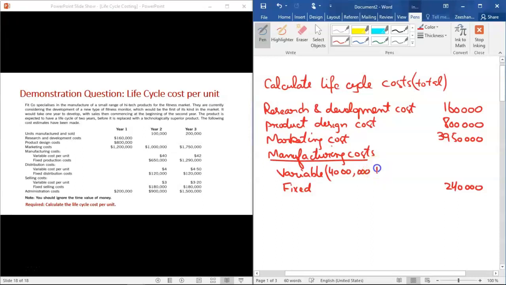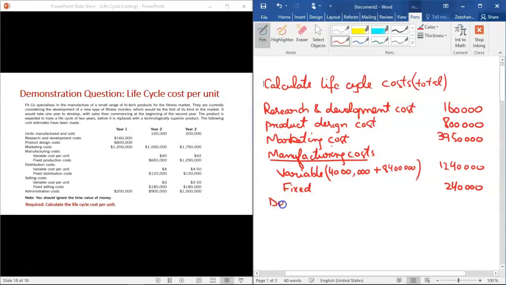And then I need to multiply the variable cost per unit in year 3 with the number of units. So 42 times 200,000. So let me just calculate this. 200,000 times 42. So that becomes 84 lakh. And adding them together, it becomes 124,000,000. So this is the total of the variable manufacturing cost.